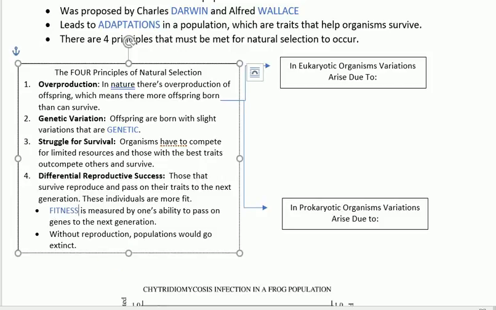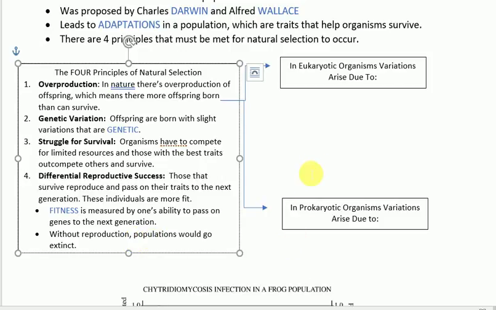It is important that you understand that fitness is measured by one's ability to pass on genes to the next generation. It is not about how much exercise your squirrel out in the yard gets, okay? And you need to understand that without reproduction, populations would go extinct. But that one's pretty common sense.